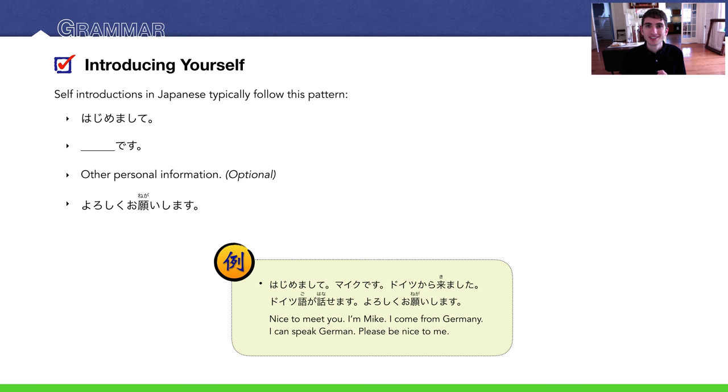Japanese is a polite culture and a polite language. Everyone is polite all the time. Even in your self-introductions, you always end with something like, please be nice to me, or let's be kind to one another. Yoroshiku onegaishimasu. Remember to always end your self-introductions with that. Japanese people do it all the time. They end their self-introductions with yoroshiku onegaishimasu or dozo yoroshiku.